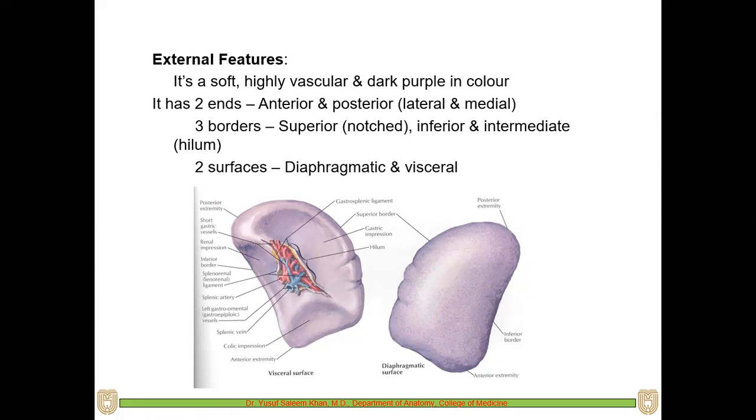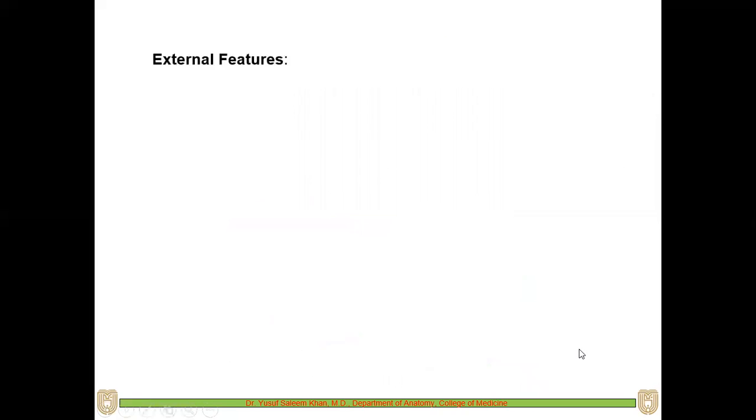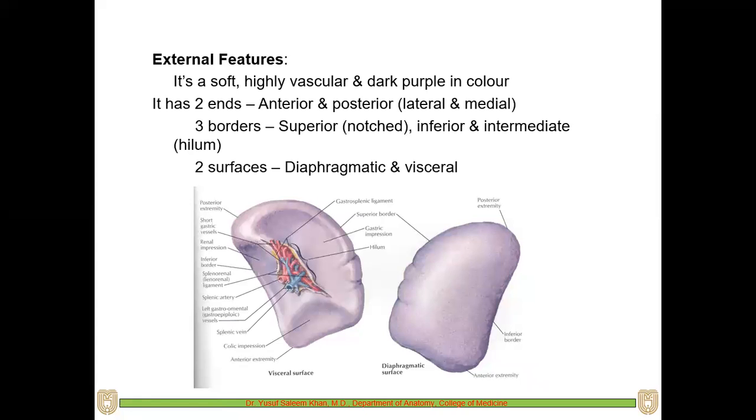It has two ends. One is called the anterior end, and this is the posterior end. The posterior end will be behind, as you can see in this picture. So it has two ends, the posterior end and the anterior end. They are also called the medial and the lateral end.